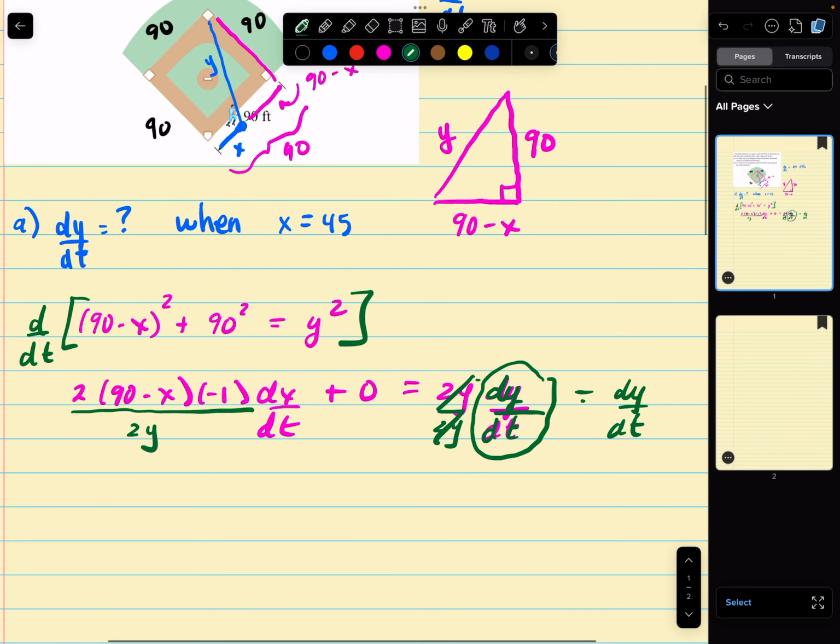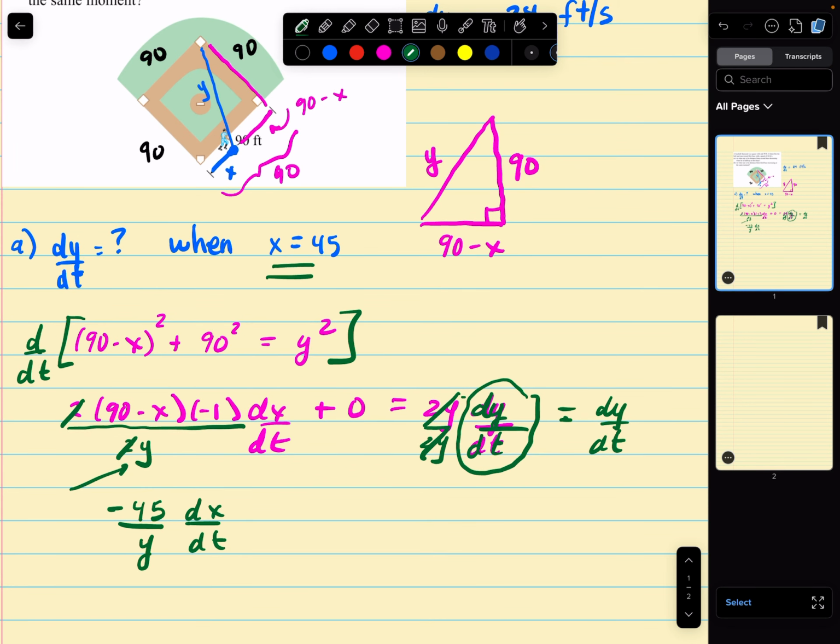Now let's plug in everything that we need. Notice first that those 2's cancel nicely. I know that x is 45, so 90 minus x is 45. We have a negative, and we have dx/dt, but notice we also have y here, and we need to know what y is. So again, it's at this moment of time when x is 45. So at that moment in time, 90 minus 45, I actually have this triangle. So what is the y during that moment in time? Well, I see again, y squared is 45 squared plus 90 squared. So y is the square root of 45 squared plus 90 squared.